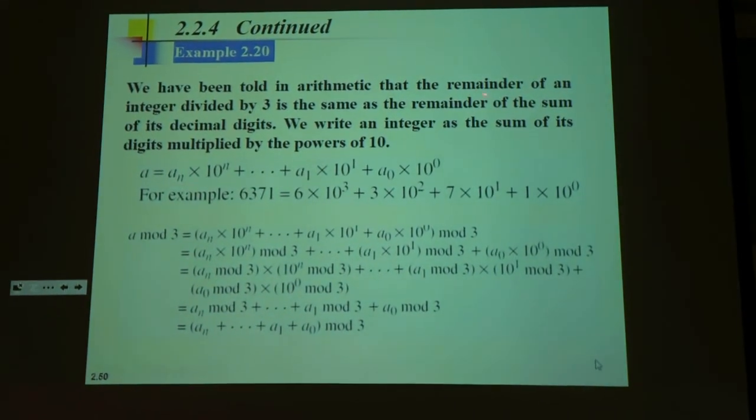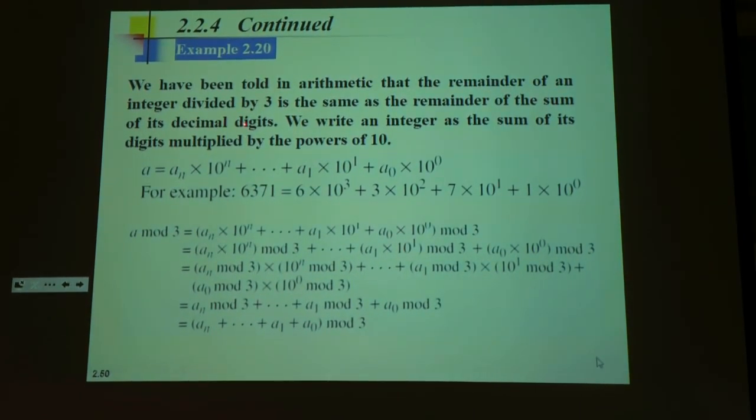We have been told in arithmetic that the remainder of an integer divided by 3 is the same as the remainder of the sum of its decimal digits. We write an integer as the sum of digits multiplied by powers of 10. This is an easy thing that you know. For example, 6371 you can write as 6 times 1000, 3 times 100, 7 times 10, and 1 times 1.